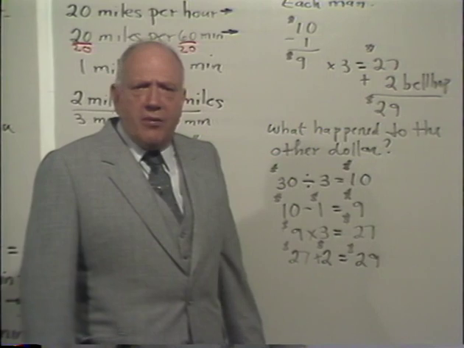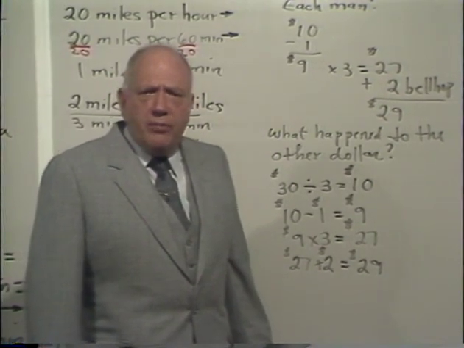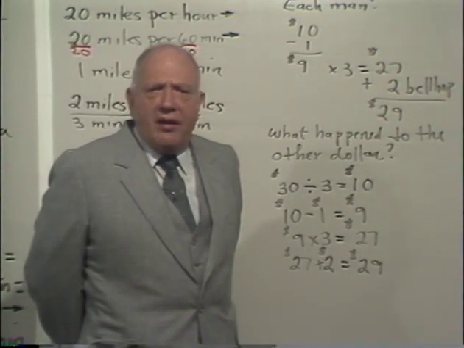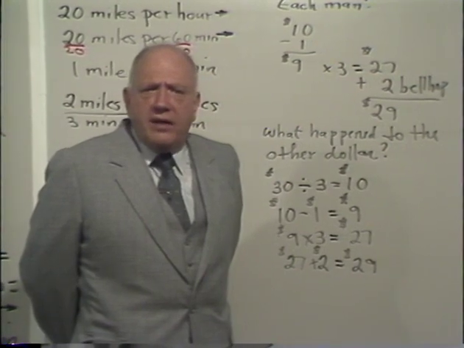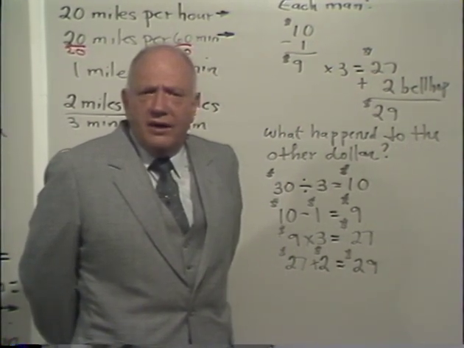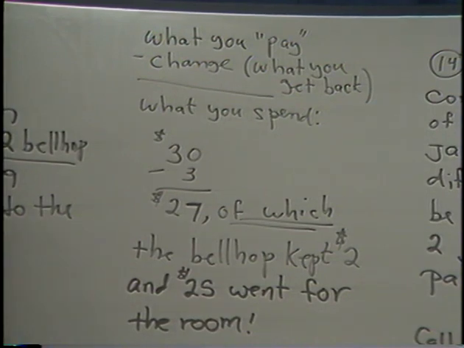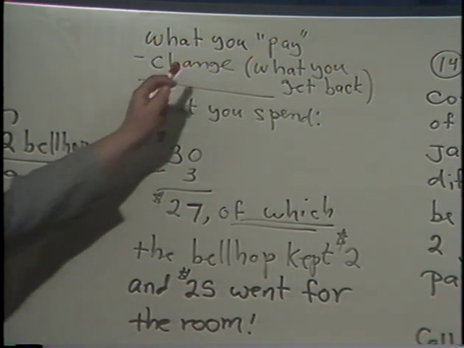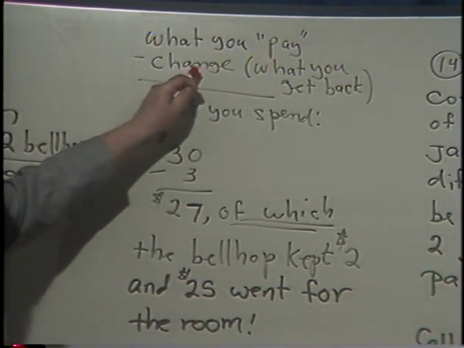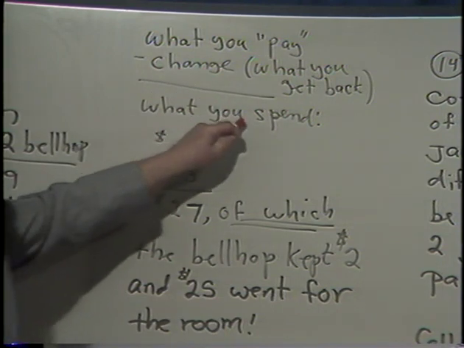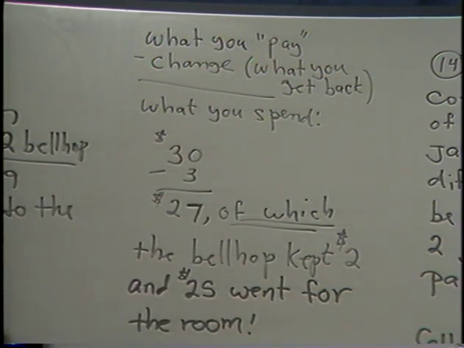What did we do wrong with this problem? You know what we did wrong with this problem? We got psyched out of our skulls. We really believed that there was $30 to account for. Let me tell you something. Did these guys pay $30? No. When you pay something and you get change back, isn't what you spent the difference between what you paid and what you get back?